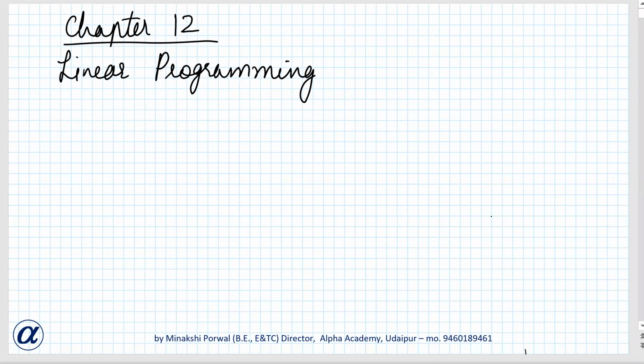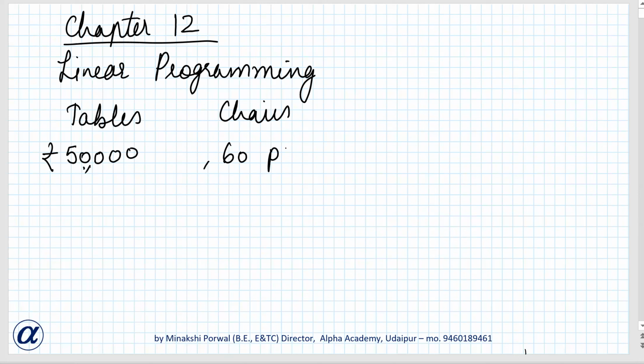Chapter 12, linear programming. Furniture dealer. The example I am taking is from the book only. In order to explain certain terms, we are taking this example, and I'll explain with this example what these terms mean. A furniture dealer deals in only two items, tables and chairs. He has rupees 50,000 to invest and has a storage space of 60 pieces.